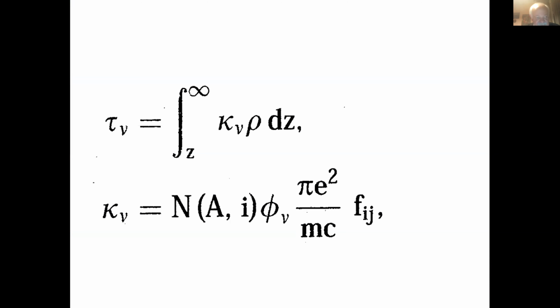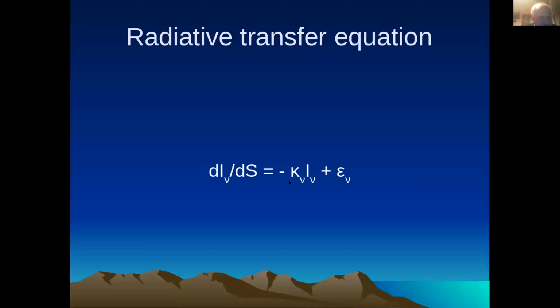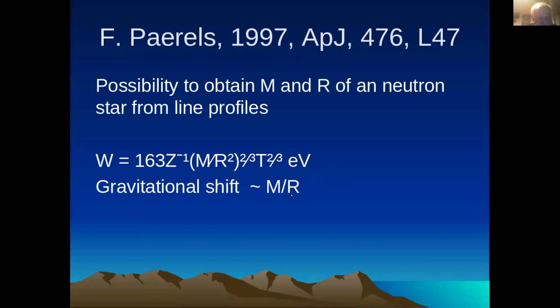Just as an example, if you want to calculate optical depth, you need the absorption coefficient, and in order to calculate the absorption coefficient, you need the profile of the spectral line, which is broadened due to various reasons, including Stark broadening. Also, if you look at the radiative transfer equation, you can see that absorption coefficients containing the spectral line profile enter in such calculation.